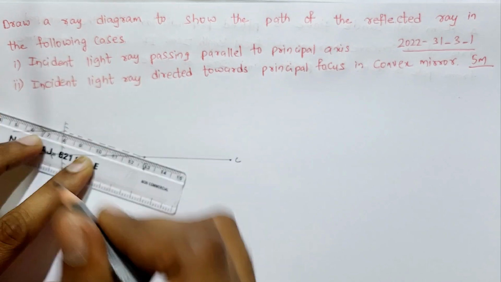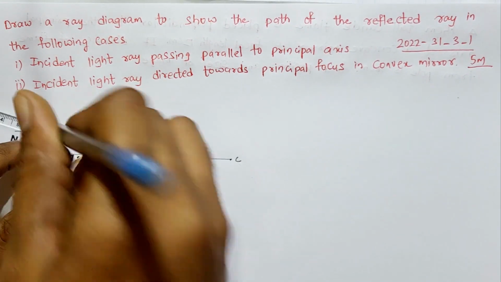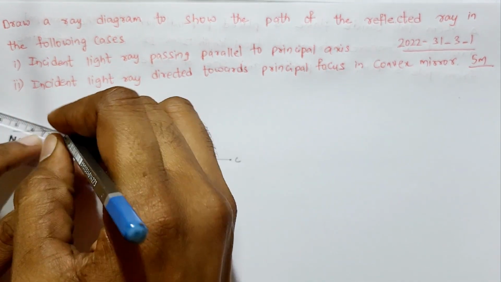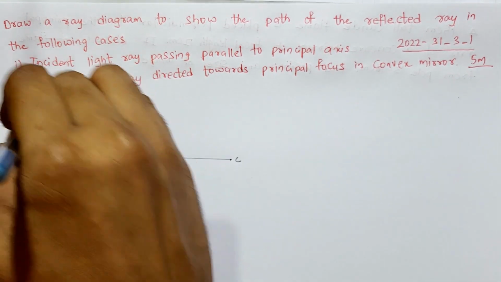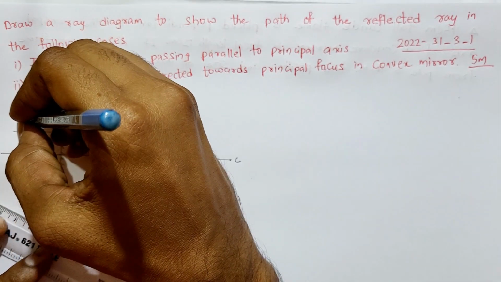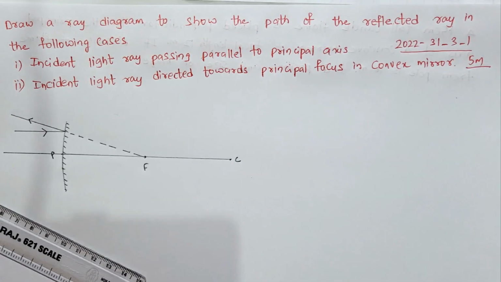This is the point of incidence. This point of incidence and this focus should be on the line. From focus to this point, draw a dotted line, and from here you draw a thick line. So this is the reflected light ray.